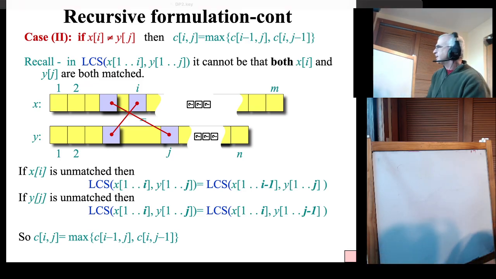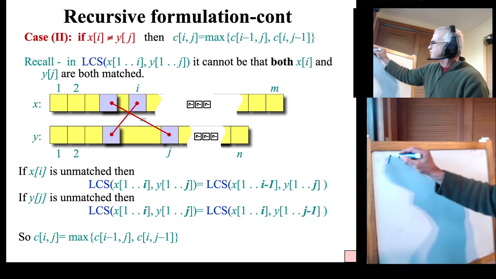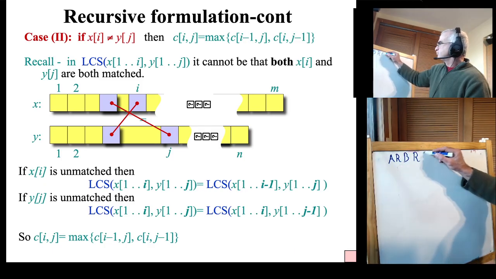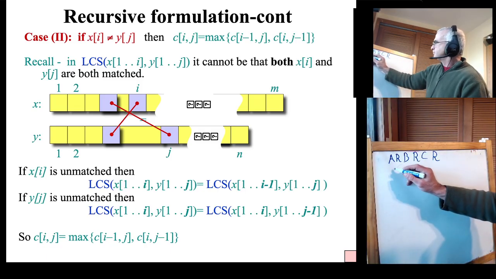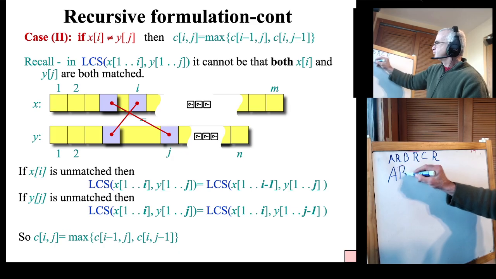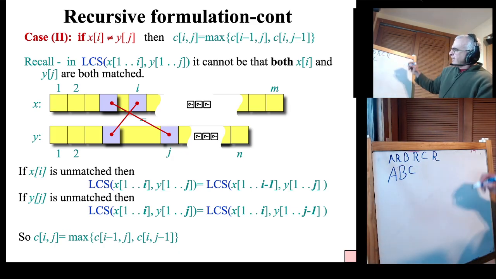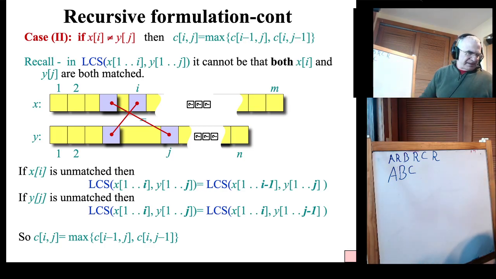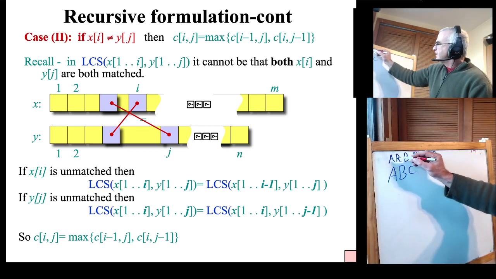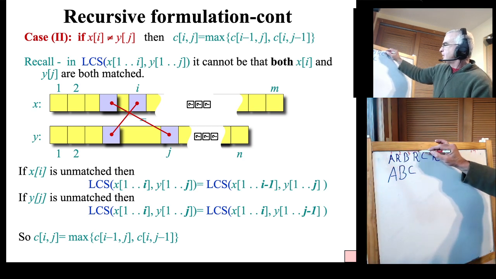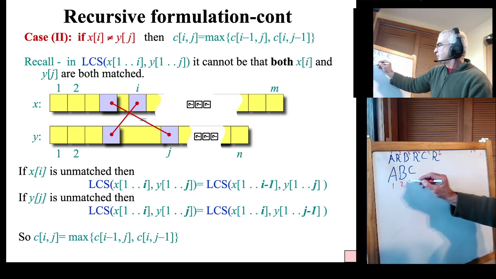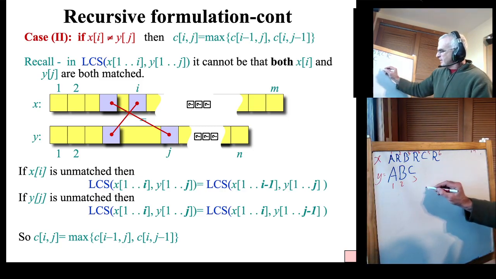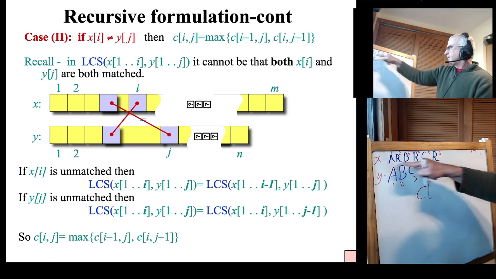Let's run a little example. Okay, let's play with this example. A R, B R, C R versus A B C only. So what are the indices? 1, 2, 3, 4, 5, 6. 1, 2, 3. As usual, this is X, this is Y. And I start with the very last character, C of everything in X.